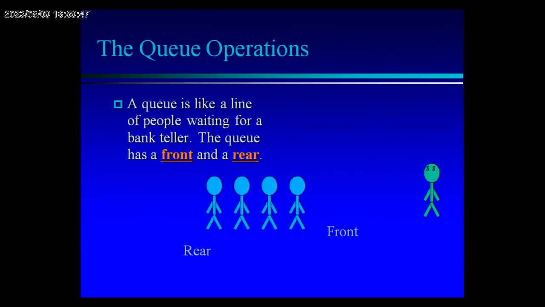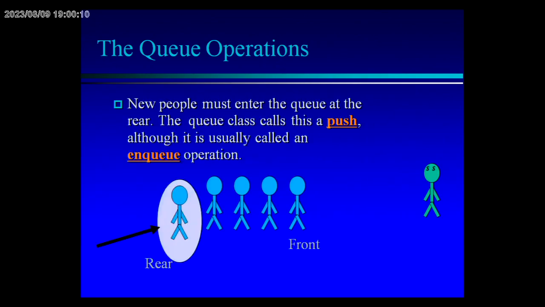Then what are the queue operations? The queue operations are enqueue and dequeue. Before we know enqueue and dequeue, we must know the front and the back. What is front and what is back? Front is the front position and back is the last position. That means front points to the first element of the queue, and back points to the last element of the queue.